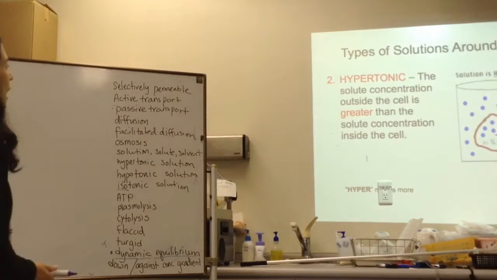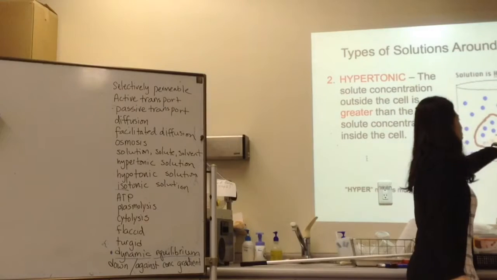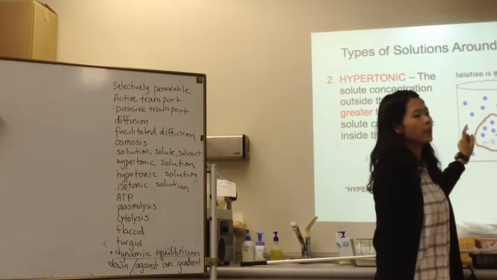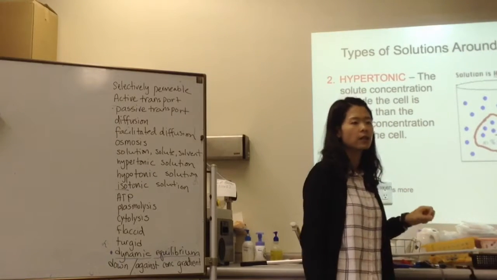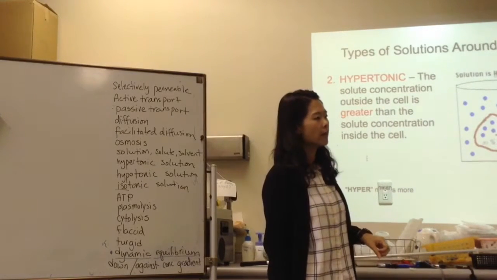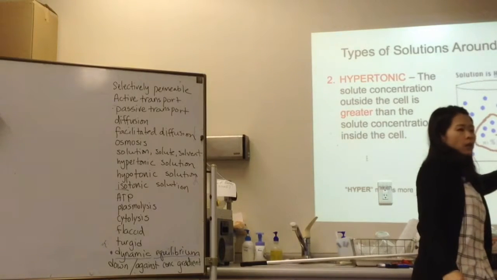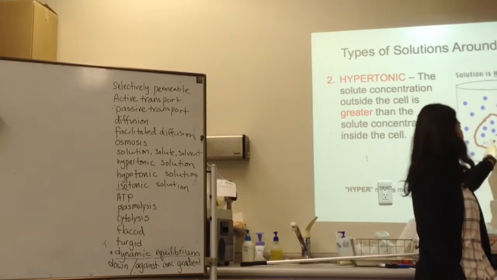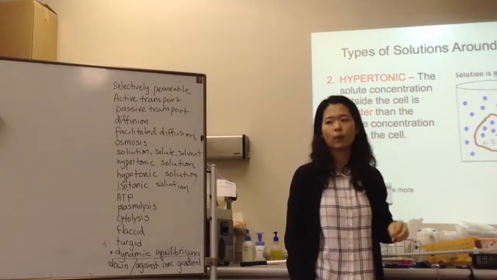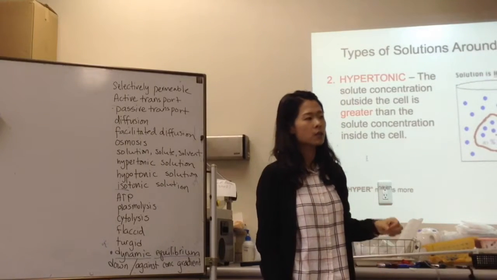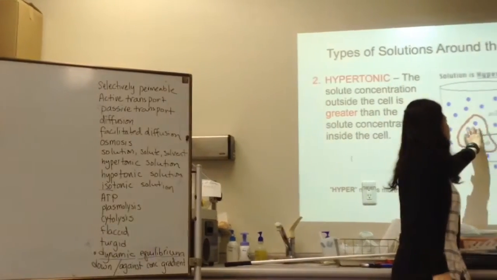Now in hypertonic solution, ignore the arrow, this cell is sitting in hypertonic solution. That indicates the concentration of solution is greater in the surrounding solution than the solution in the cell. Because the cell is sitting in hypertonic solution, it's comparing something, the concentration of here versus here.